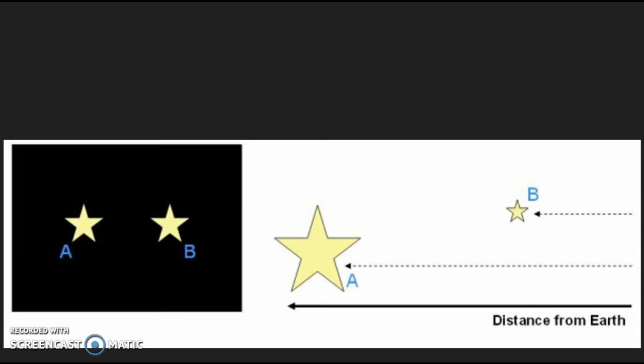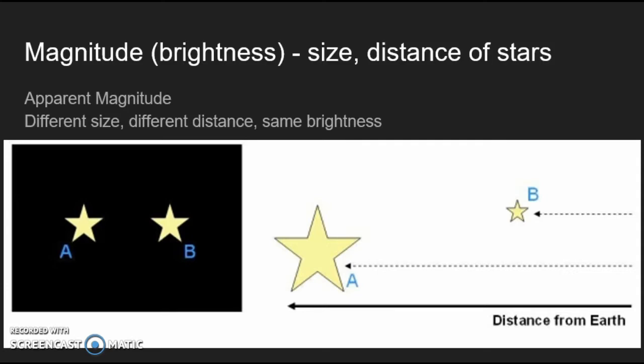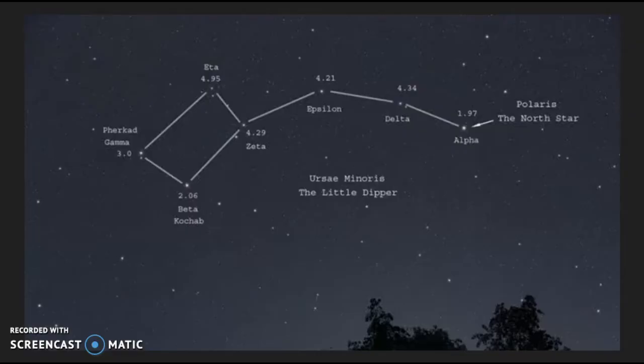Distance plays a very large role in how bright stars look. So this is the magnitude, the brightness. This is based on size and distance of stars. If we look here, this is a diagram of the Little Dipper. These are the different stars in the constellation, the Little Dipper. And looking at them, you can see that some of them are a little bit brighter. Polaris is the brightest. Each of these stars has a different magnitude. And that difference in brightness is in part because of their size, but also in part because they're all different distances from us.